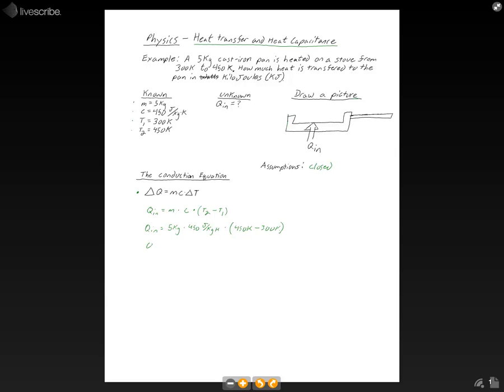When you go ahead and solve this out, Qin is equal to 337,500 joules, thereabouts. This you need to convert to kilojoules, which is going to be approximately 338 kilojoules. So a very, very large amount of energy just to warm up this pan 150 degrees Kelvin.